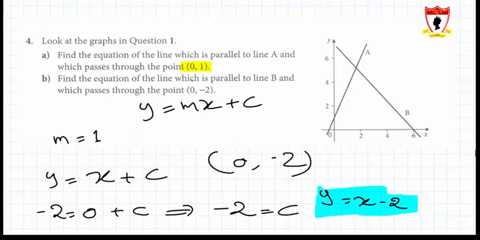Okay, this question 4 is a little bit confusing. As I see, this graph has no relation with this question. So this is a kind of typing mistake.